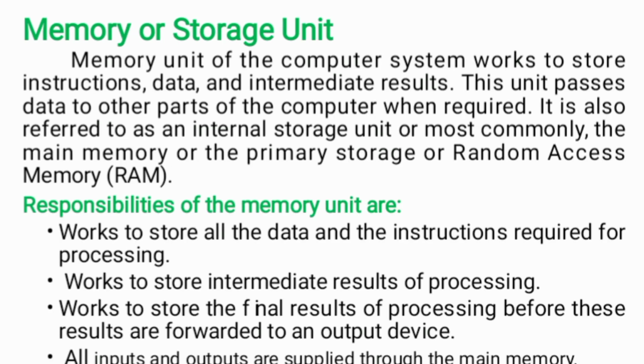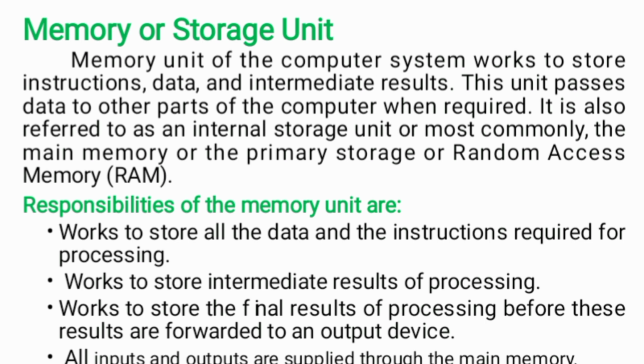Memory or storage unit. This part of the computer system works to store instructions, data and intermediate results. This unit passes data to other parts of the computer when required. It is also referred to as an internal storage unit, or most commonly the main memory or the primary storage or random access memory (RAM). It comes in various speeds, power and capability. The primary memory and the secondary memory are the two important types of memories used in the computer system.